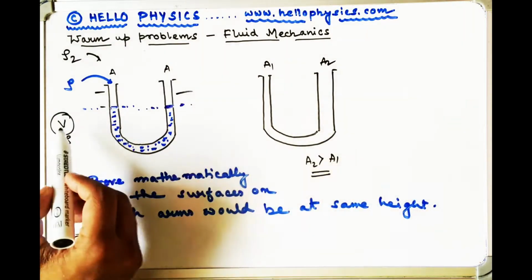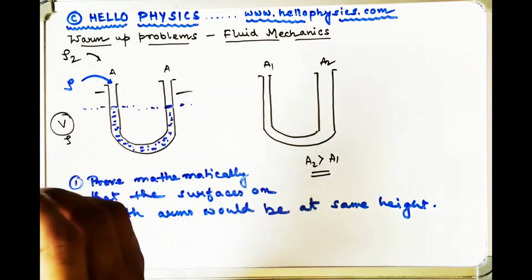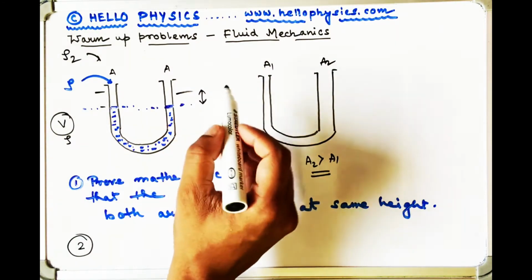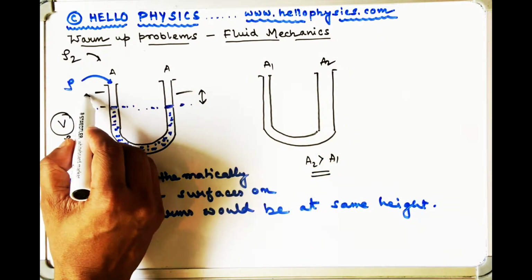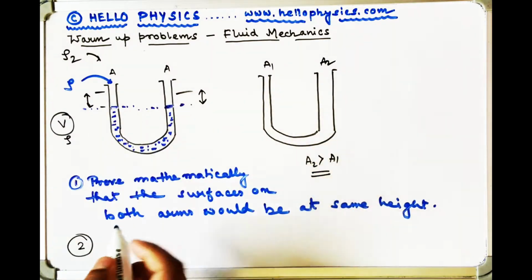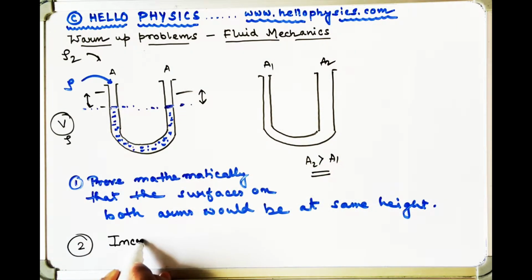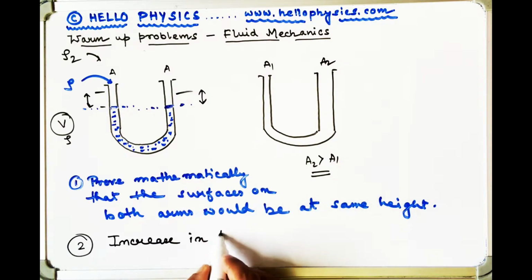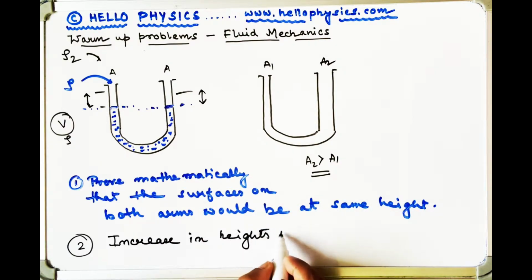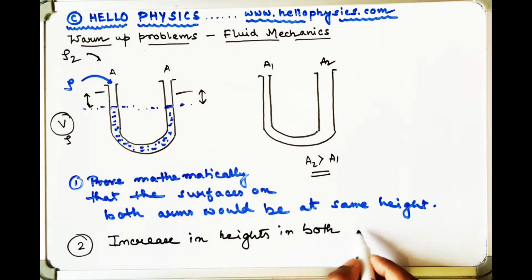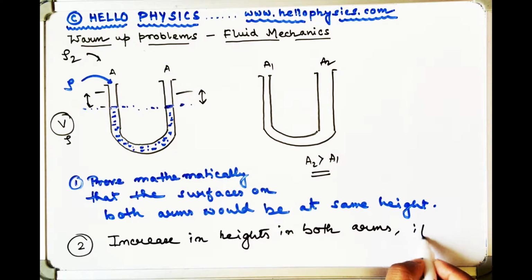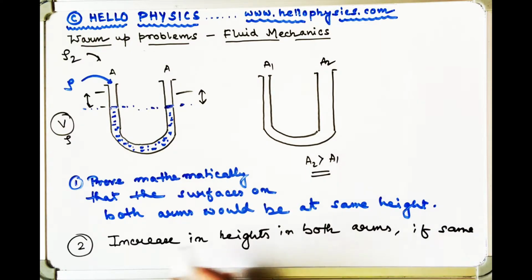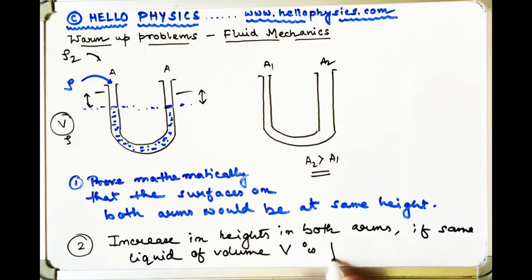You have to find out, if V amount of additional volume of liquid is poured, what would be the increase in height on this arm and what would be the increase in height on this arm. So you have to find out the increase in heights in both arms if the same liquid of volume V is poured additionally.